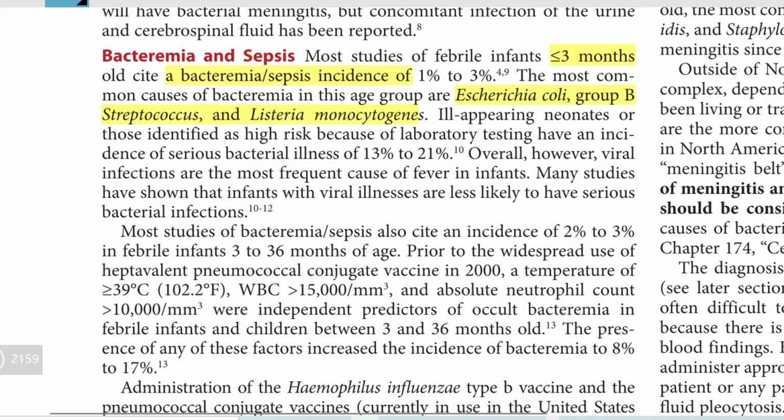Ill-appearing neonates, or those identified as high risk because of laboratory testing, have an incidence of serious bacterial illness of 13 to 21%. Overall, however, viral infections are the most frequent cause of fever in infants. Many studies have shown that infants with a viral illness are less likely to have a serious bacterial infection.